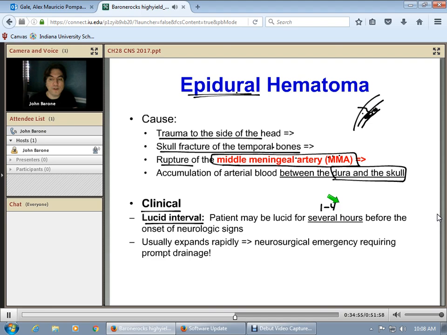Usually it's 1 to 4 hours. That's usually how long you have before you herniate and go unconscious. So there's a lucid interval for several hours before the onset of neurologic symptoms. Some people call this the walk, talk, and die syndrome. Walk, talk, and die. Here's what I mean.